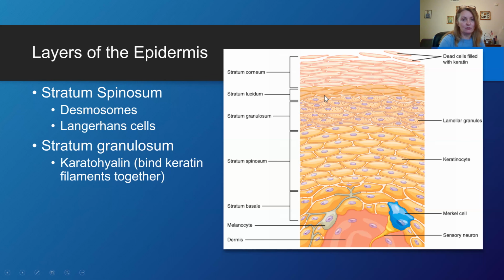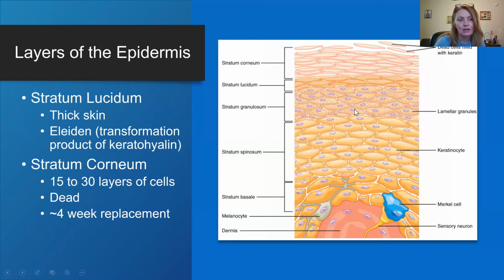And when we start moving further, pretty much already the cells are dead. It's just their cell membrane and keratin inside and lipids in between. So stratum granulosum has keratohyalin and lots of these lamellar granules. And then we get to stratum lucidum, which is only found in thick skin, and it has another protein, eleidin, that is a transformation product of keratohyalin.